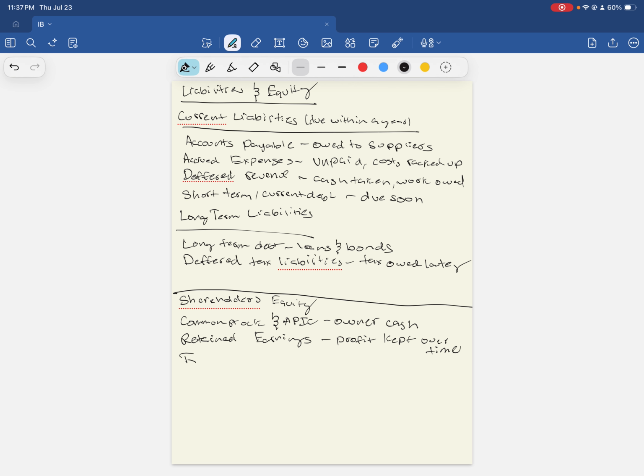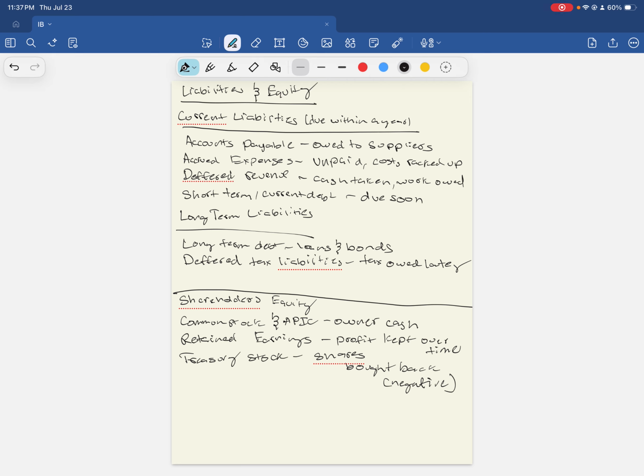And lastly, we have your treasury stock, right? These are basically shares that are bought back. And since they're bought back, this is going to be a negative. You're basically going to be subtracting that out. And that's it. That's your balance sheet.